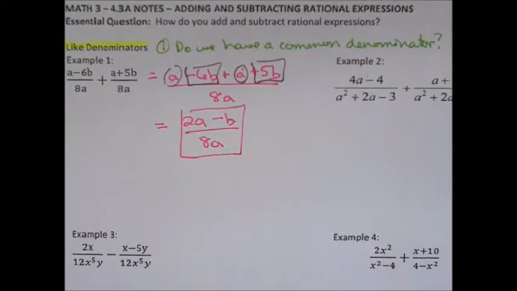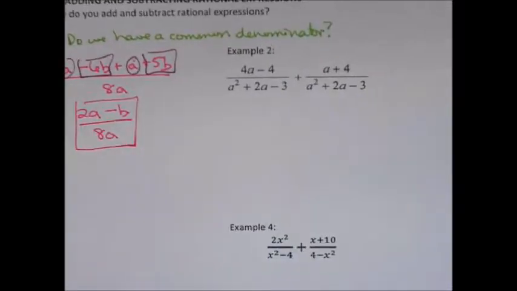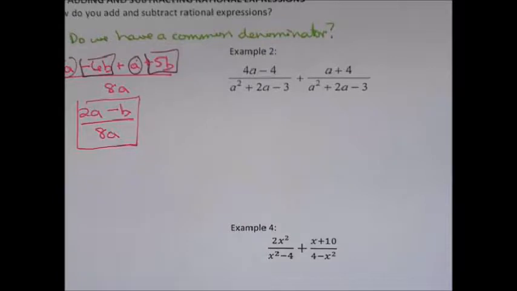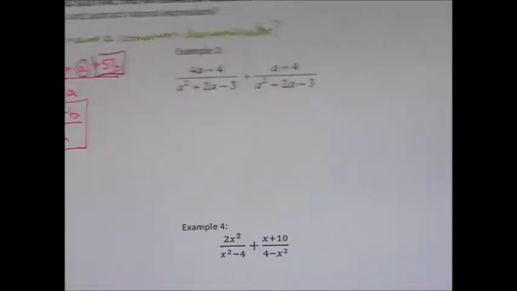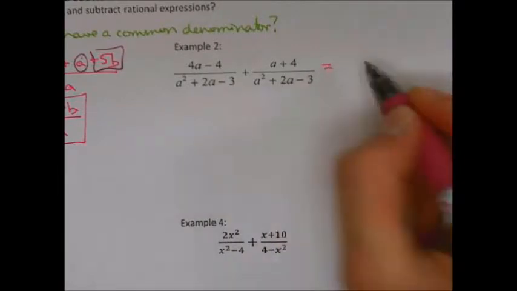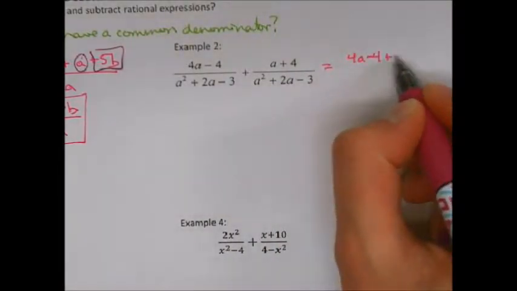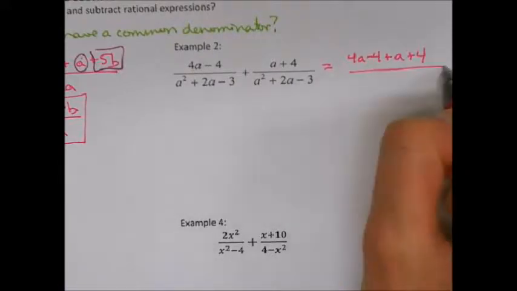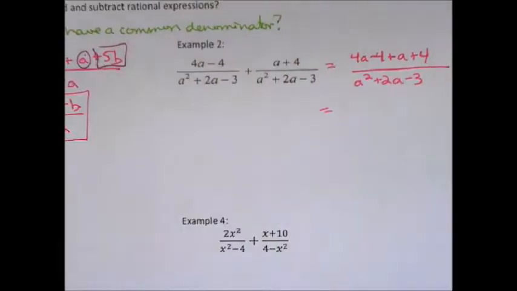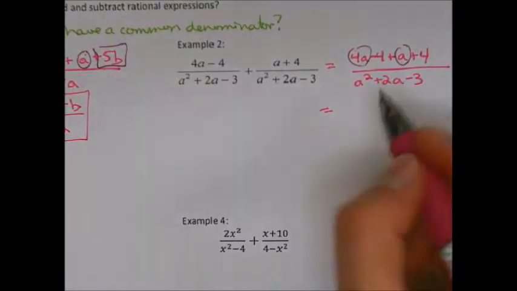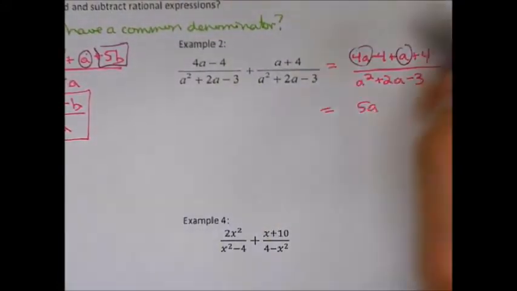Let's go ahead and try number 2. Remember our first question, do we have a common denominator? Yes, we do. Let's go straight to adding. I have a plus 4 plus a plus 4 over a squared plus 2a minus 3. Now let's combine the top. 4a and a is 5a, minus 4 plus 4, that's 0.